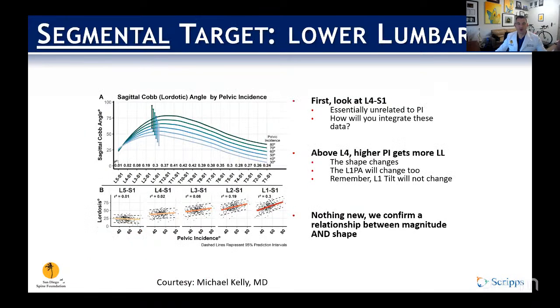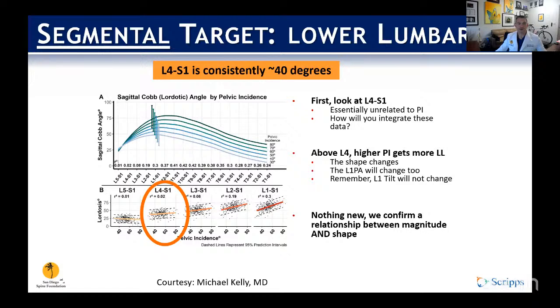4-to-1. If we look at normative data, L4 to S1 is fairly consistently 40 degrees around there, and it's agnostic of your PI. So your PI can be 80, your PI can be 30. You still need about 40 degrees from L4 to S1.